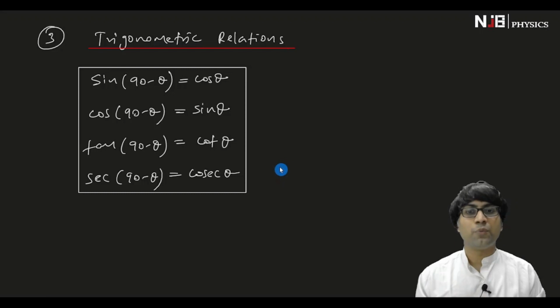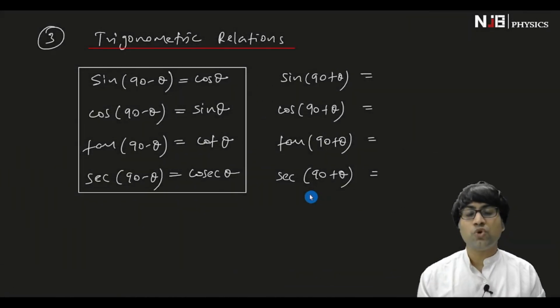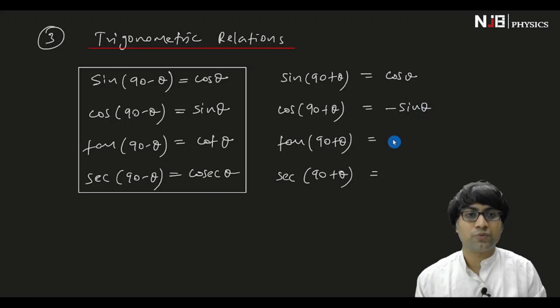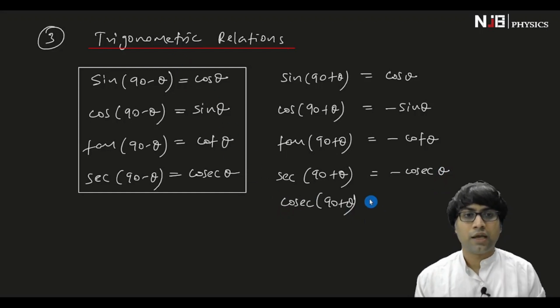Now the second set would be, what if the angle 90 minus theta is written as 90 plus theta? The ratios are like this. Sine of 90 plus theta becomes cos of theta. Cos of 90 plus theta becomes minus sine theta. Tan of 90 plus theta becomes minus cot theta. Sec of 90 plus theta becomes minus cosec theta. And similarly, cosec of 90 plus theta is equal to sec of theta.